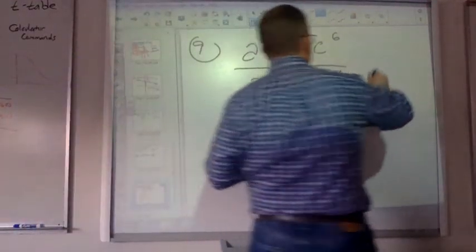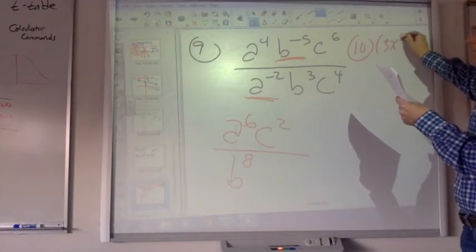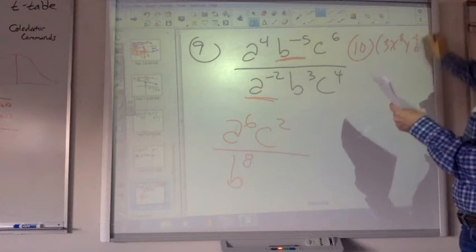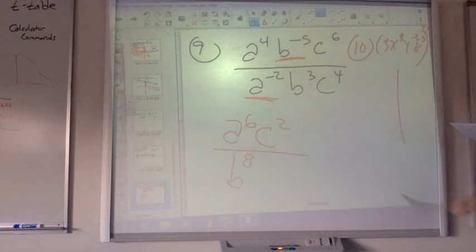Number 10. I'll just squeeze 10 right here. All right. This whole thing's raised to the 0 power. So anytime you have a whole quantity raised to the 0 power, the answer is 1.